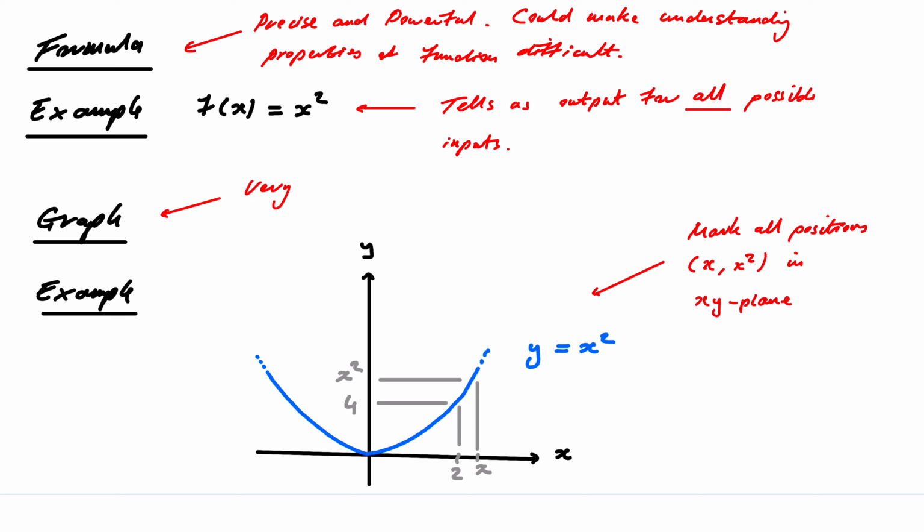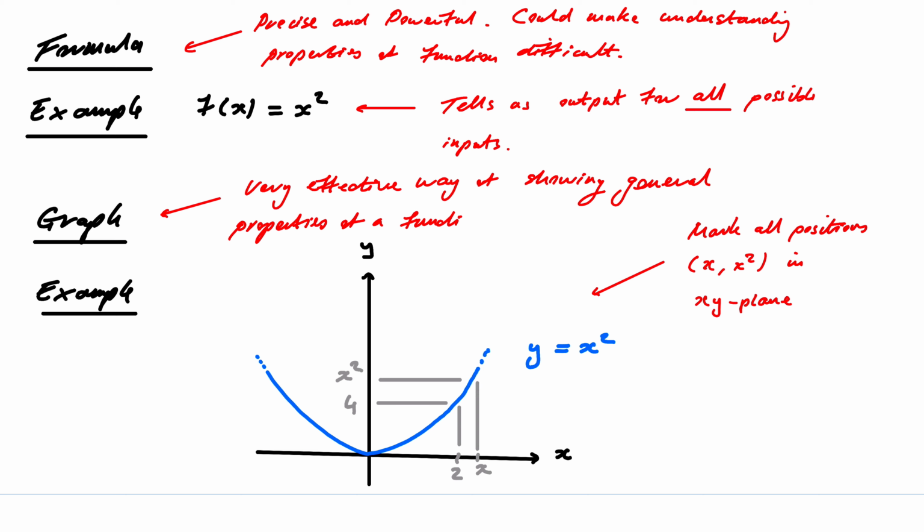So it's a very effective way of showing the general properties of a function. But it's somewhat imprecise in the sense that if I just show you a picture, then it's difficult to know what the formula is for it. There's no guarantee at all you'll be able to find it. So it's somewhat imprecise in comparison to having a formula.